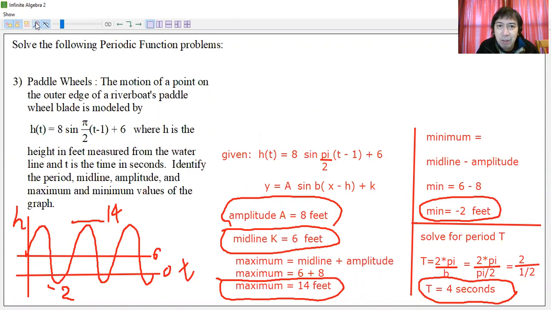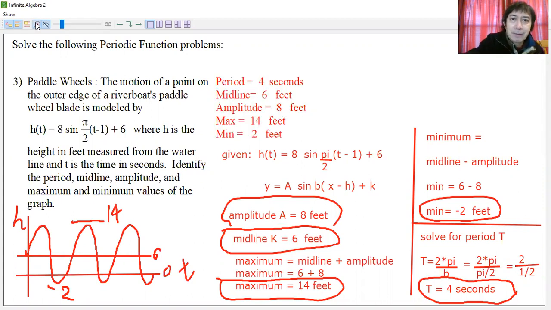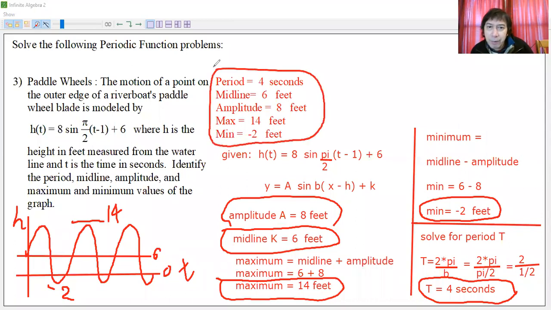Okay, at the center of the screen, you can see it blinking there. I will encircle it and close it. The answers are period 4 seconds, midline 6 feet, amplitude is 8 feet, maximum is 14, minimum is -2. That's below the surface, okay? Because that's submerged 2 feet lower, okay? 2 feet below the surface of the water.